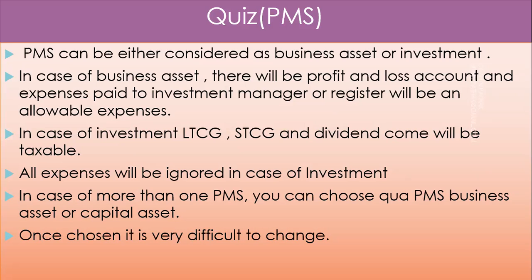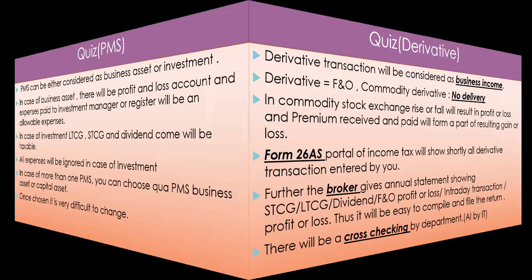Long-term is more than 1 year, more than 12 months. Short-term is 12 months or less. All expenses will be ignored in the case of investment. In case of more than one PMS, I have a choice to make. Once I have chosen, I cannot change it.